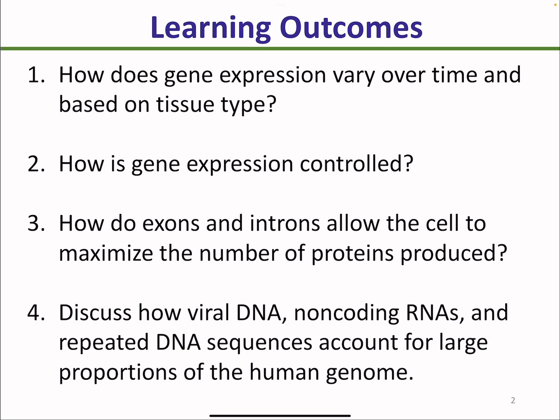Another question is going to be, how do exons and introns allow the cell to maximize the number of proteins produced? In other words, we realize as we look at the number of genes in the genome and the number of proteins that are produced, there is no exact match. We don't have as many genes as proteins and vice versa. And what can account for that difference, right?